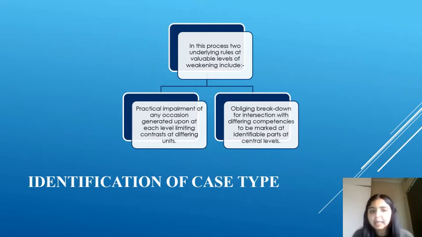The first one is practical impairment of any occasion generated upon each level, limiting contracts at different units. So we are practically impairing them on the basis of the occasion that is generated at that particular time. The second rule is obliging breakdown for intersection with different competencies to be marked at an identifiable part at central level. So we are obliging breakdown for intersection. That's the main important part of the second process that is available to us.